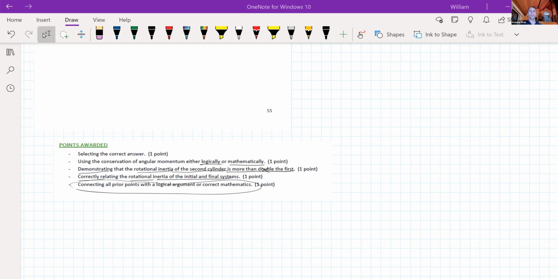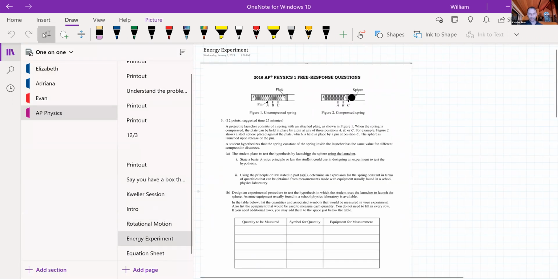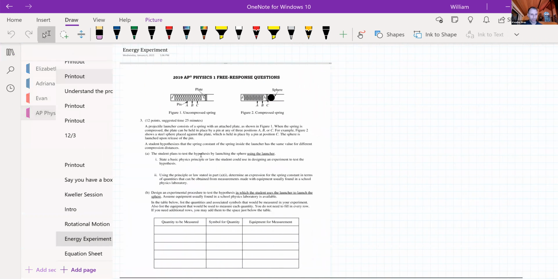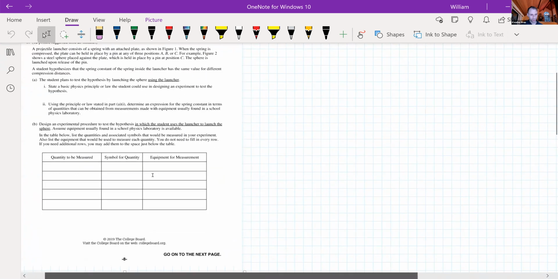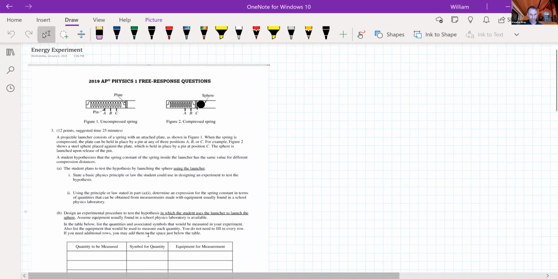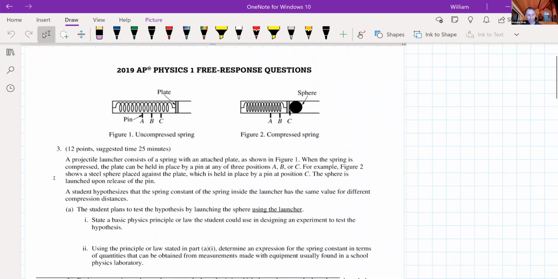All right, now let's go to something a little bit more, well, something straight up from the AP exam. So here's this one. This is from the 2019 exam, obviously. So take a look, and look at everything up to A parts I and II.